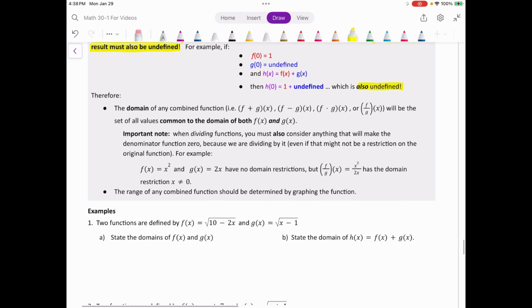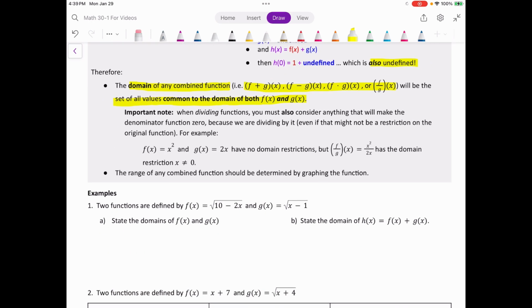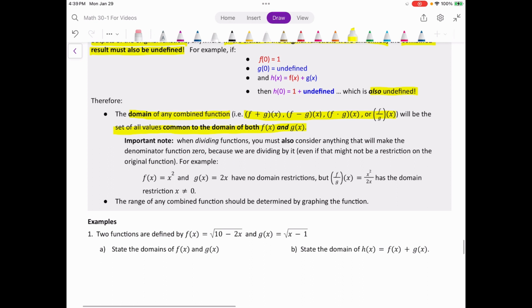So, putting that idea together, the domain of any combined function, right, any of the operations we've talked about, is the set of all values common to the domain of both of them, right, to both f of x and g of x. Not one or the other, both of them. So if a value is in the domain of h of x, it needs to be in the domain of both f and g. Both f and g need to be defined for h of x to be defined.